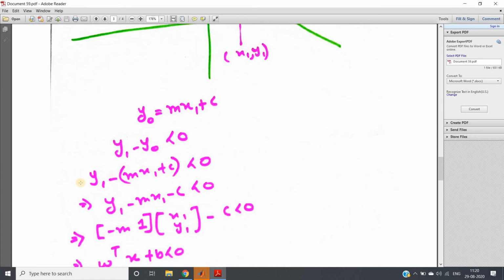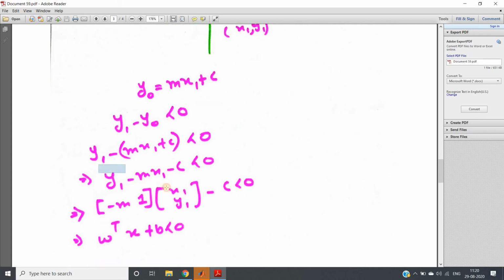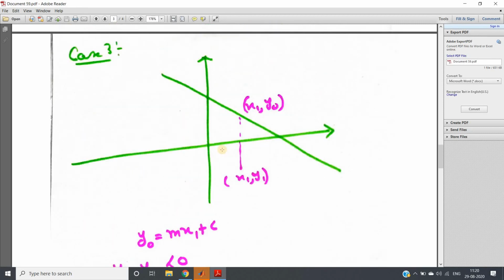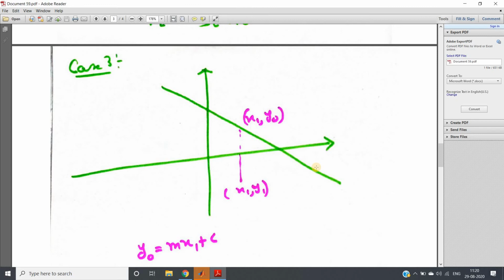Now substitute y0, and you get y1 minus (mx1 plus c) less than 0. Just remove the bracket and you get y1 minus mx1 minus c less than 0. Again, y1 minus mx1 you can rewrite in this matrix form, minus c less than 0. Replace minus c with b, replace this one with omega transpose, replace this one with x, and you get omega transpose X plus b less than 0.